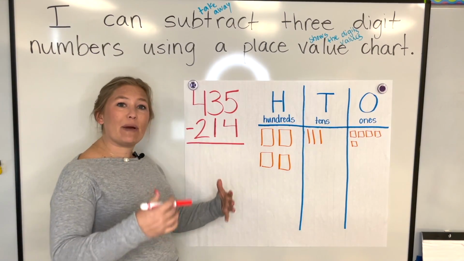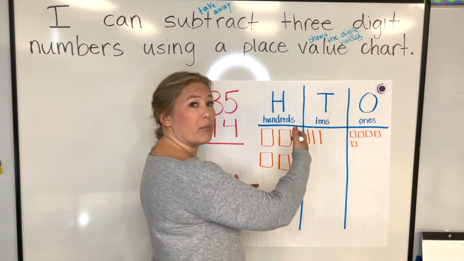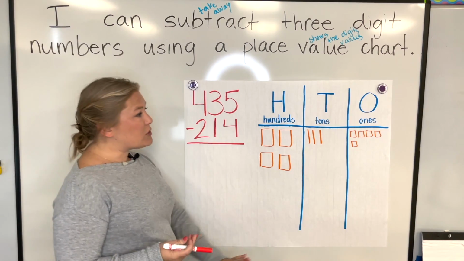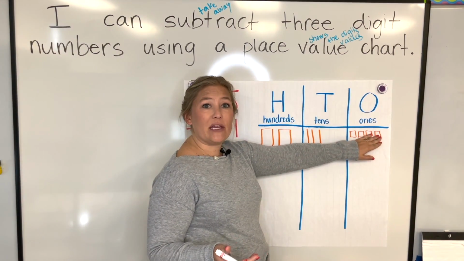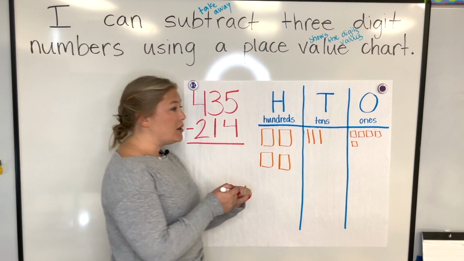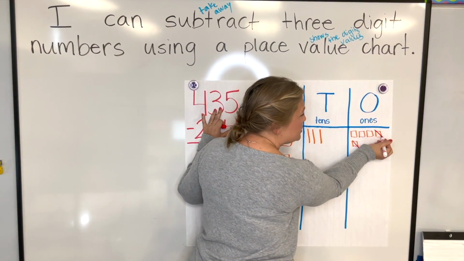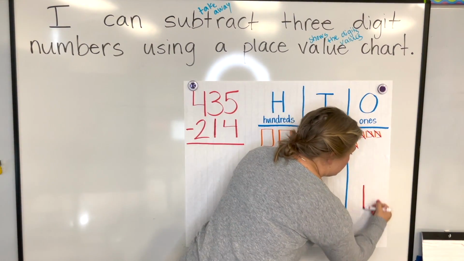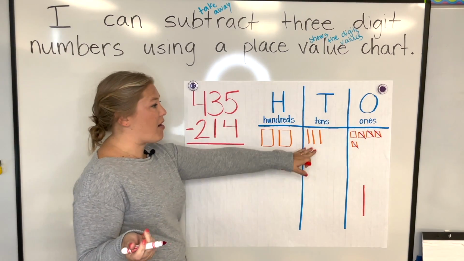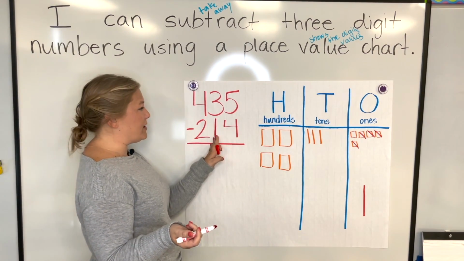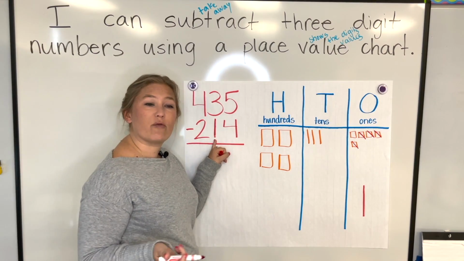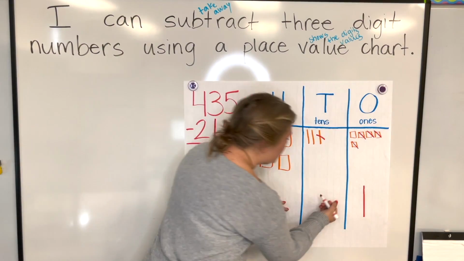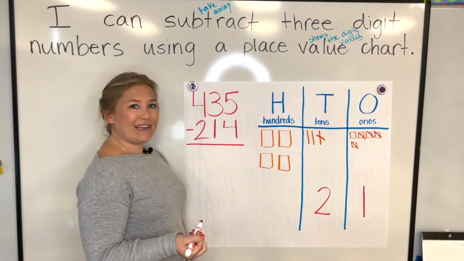If we break it down by each individual place value, we're taking away 4 from 5. So I come over here to my 5 or to my ones place, and I'm going to take away 4. So I'm just going to cross out 4 of them. 1, 2, 3, 4. And I see that I have 1 left. Let's move to the tens column. I'm going to take away 1 because there's a 1 in my tens column in the number 214. Cross 1 out. I have 1, 2 left. So I put a 2 in my tens column.